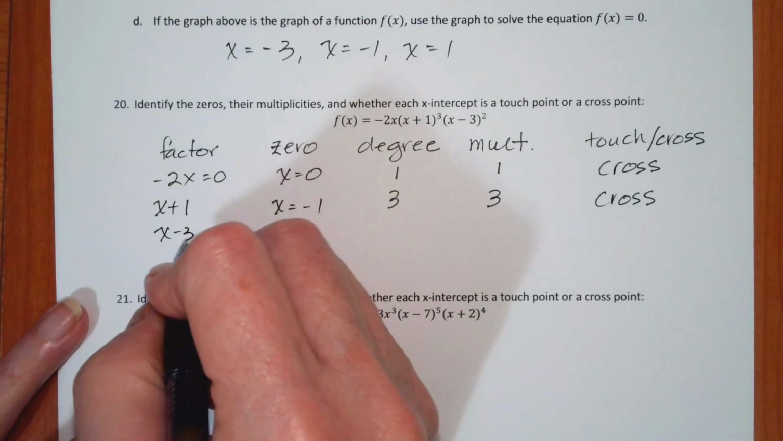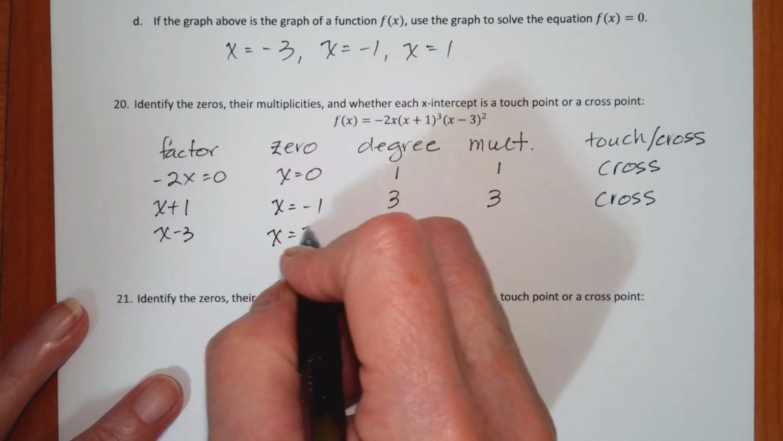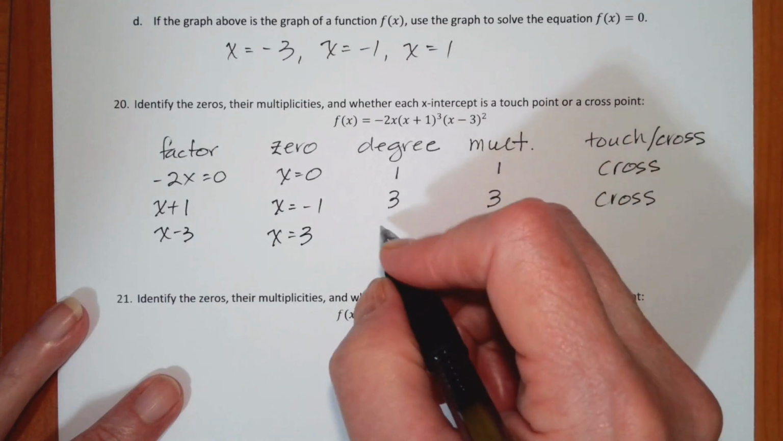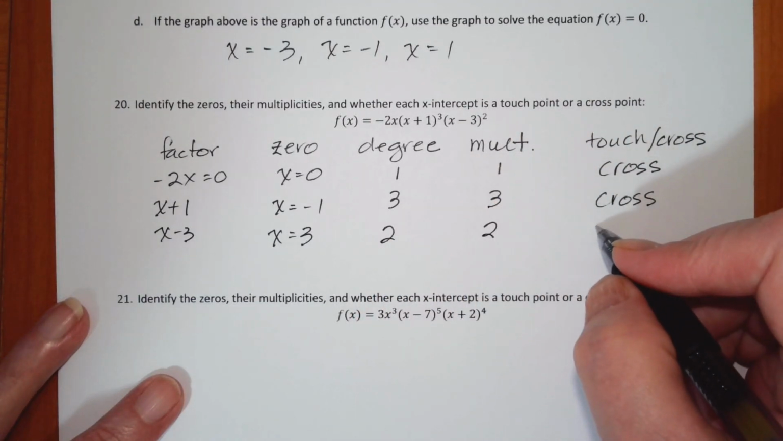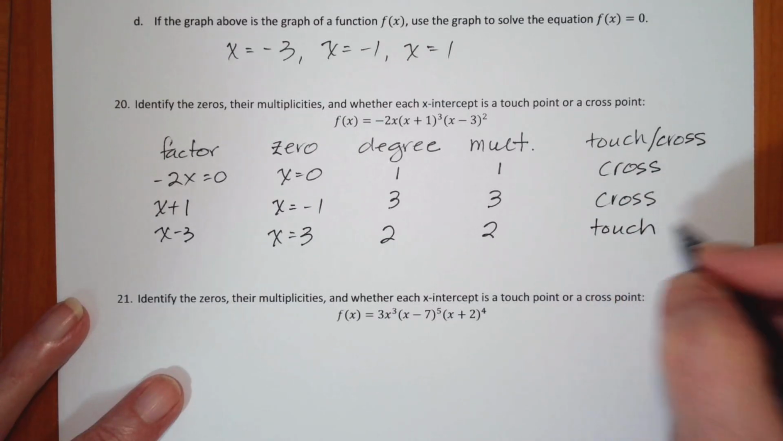Then I have x minus 3, which tells me that x is 3. The degree is 2, which means the multiplicity is 2, which means it is a touch point, or a bounce, as I call it.